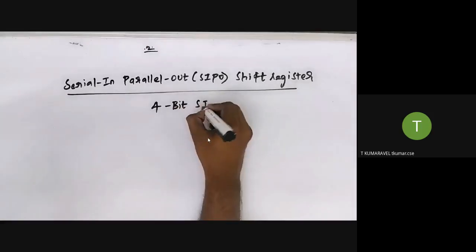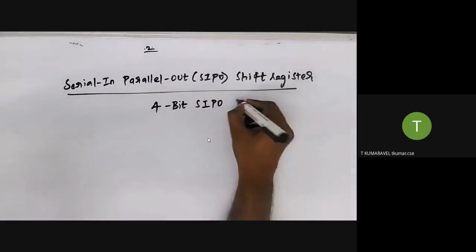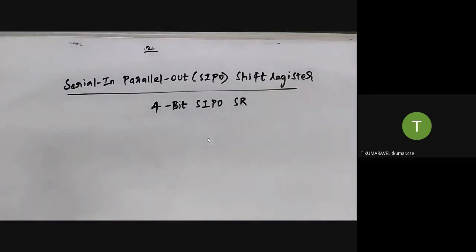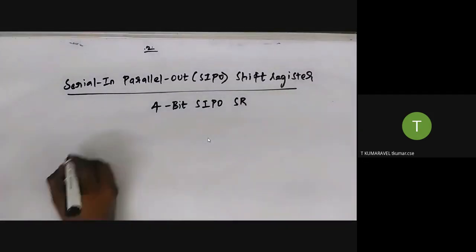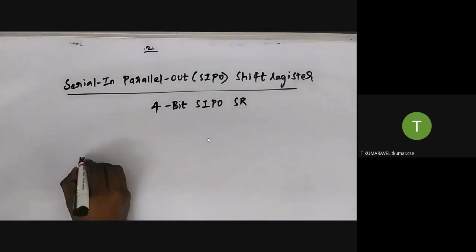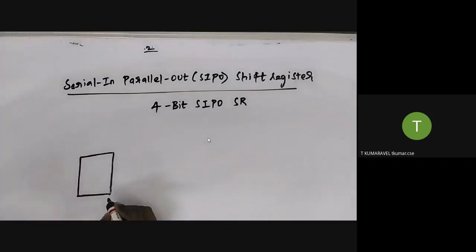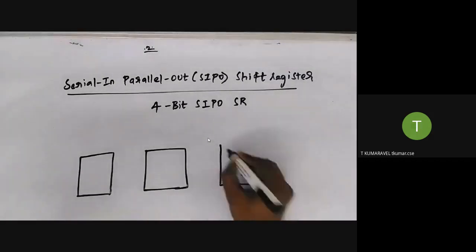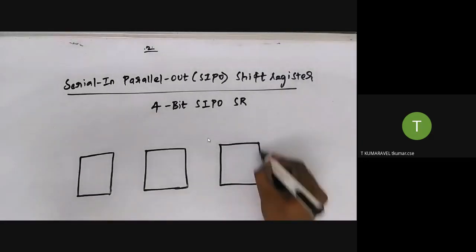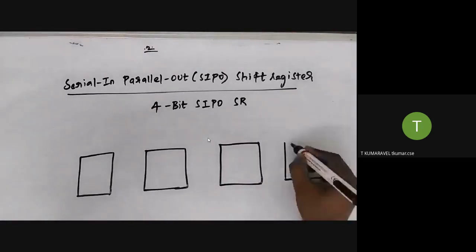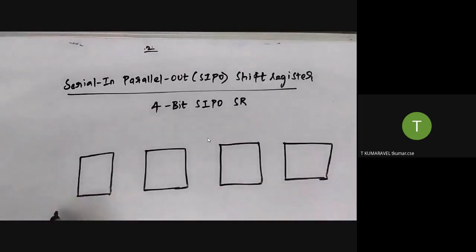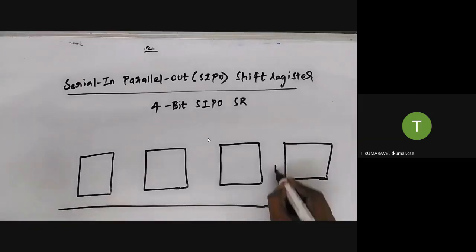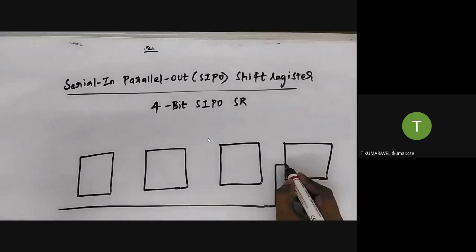Serial in, parallel out, shift register. When I take a 4-bit register, what is the implementation of the register? A 4-bit register internally is associated with 4 flip-flops. Already you know that in order to operate the flip-flop, it needs a clock pulse. It may be either one, whatever it may be, it is going to operate.